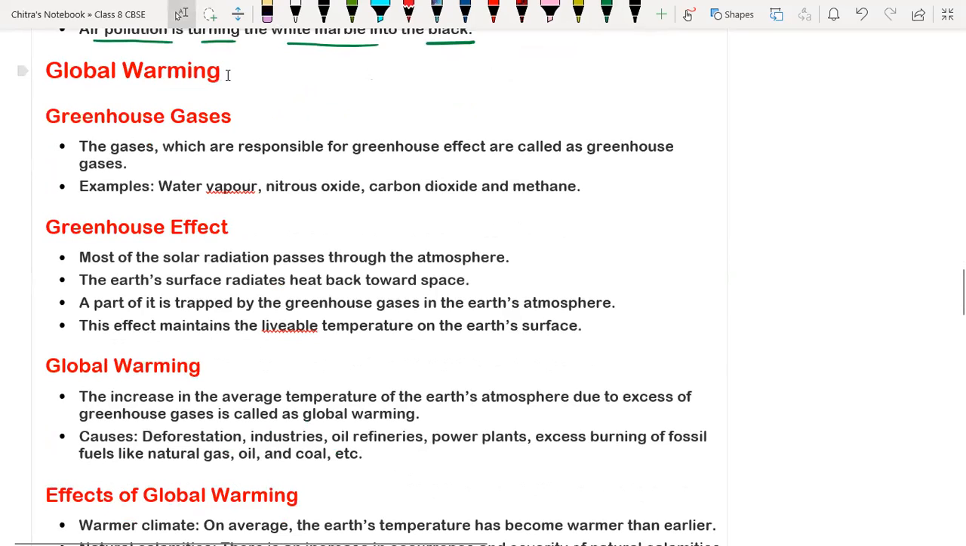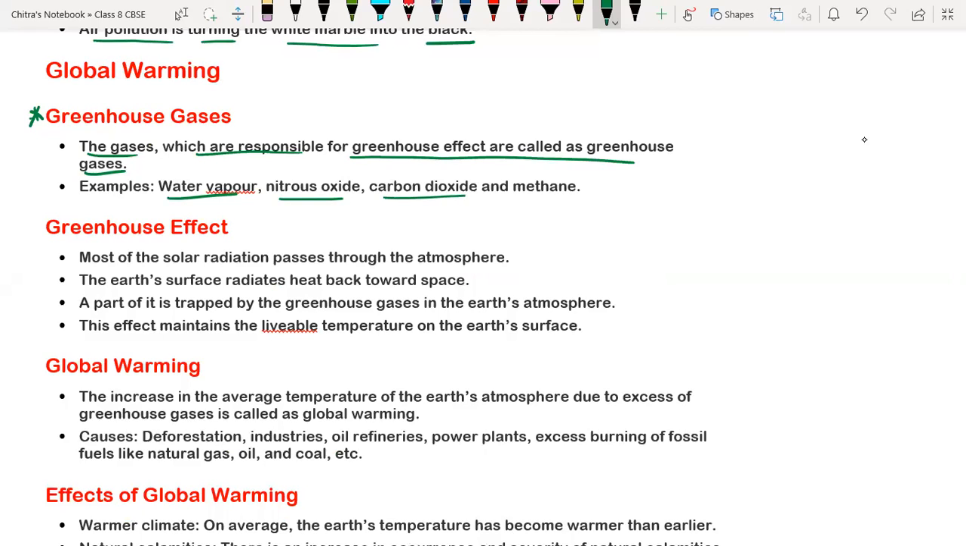Global warming is nothing but a sudden increase in the temperature of the atmosphere of the earth. So first we have to understand what the greenhouse effect is. The gases which are responsible for the greenhouse effect are called greenhouse gases. For example, we have water vapor, nitrous oxide, carbon dioxide, and methane. What is the greenhouse effect?